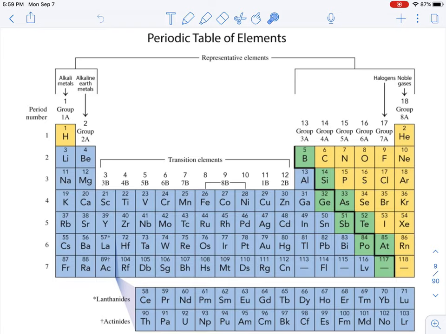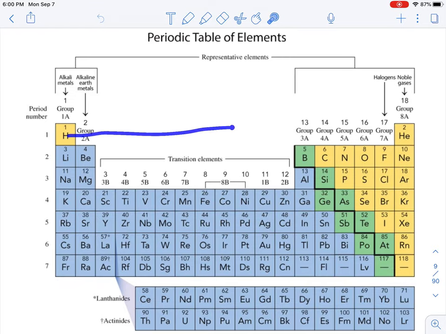So periods are marked by elements belonging to the same row. For example, hydrogen and helium, since they're found on the same row, will have the same period number, which is period 1. Overall, there are 7 periods in the periodic table of elements, and the first 5 periods are pretty straightforward to identify. Once again, hydrogen and helium are the 2 elements that belong to period 1.